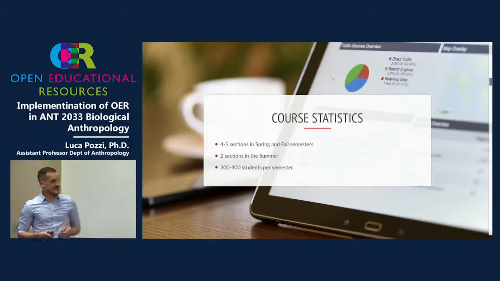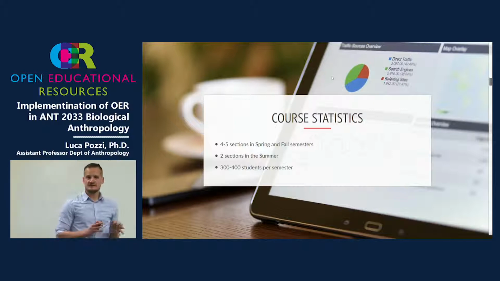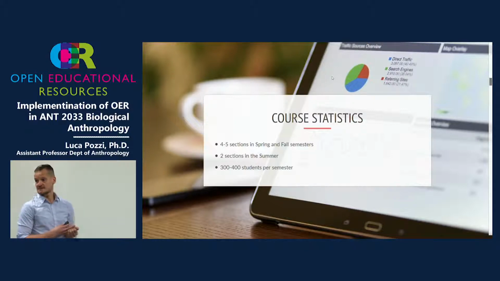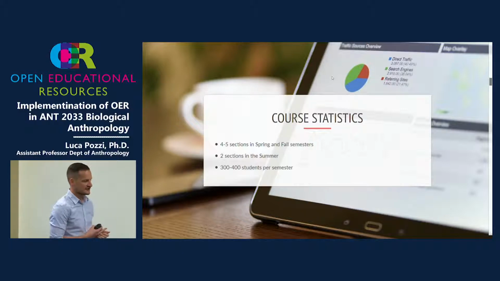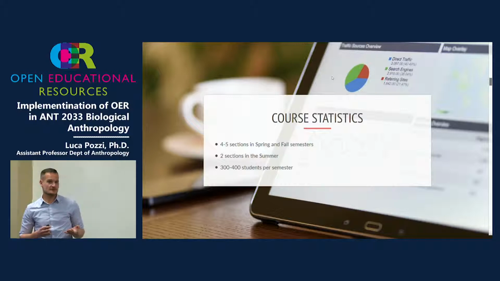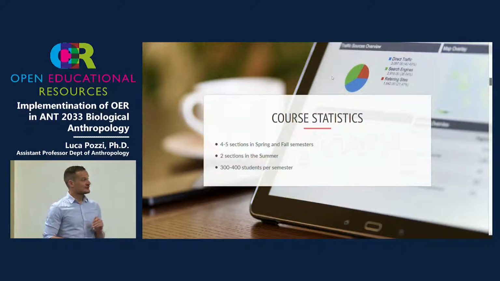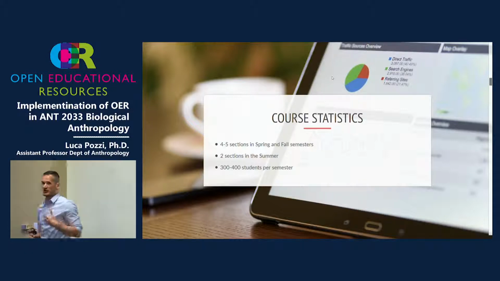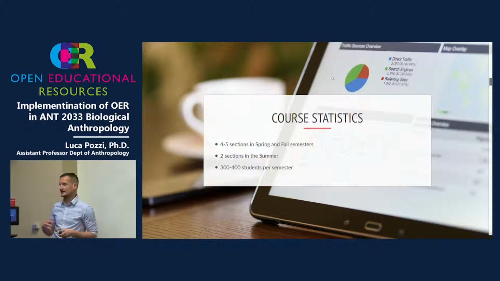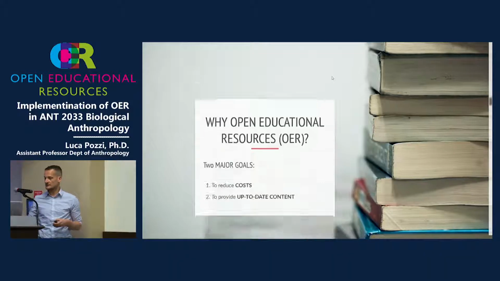Just to give you some statistics about this class, we usually offer between 4 and 5 different sections of this class every semester, in the spring and in the fall semester, and 2 sections usually in the summer. It's a little bit more variable during the summer, depending on availability of teachers. Anthropologists don't really like to teach over the summer because they actually go in the field, so we have a little bit more problems to offer classes in the summer. But we do have roughly between 300 and 400 students that take this class every semester. It fluctuates a little bit. We do have usually more students during the fall semester than during the spring semester.